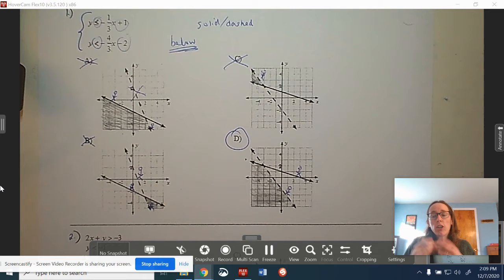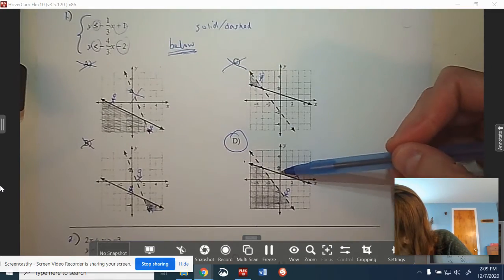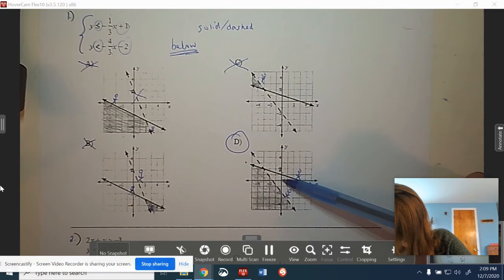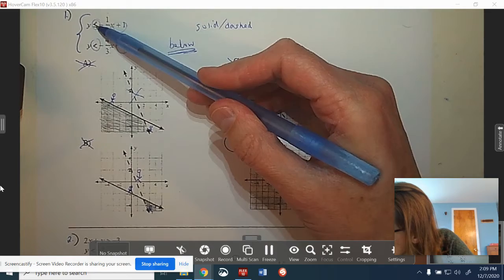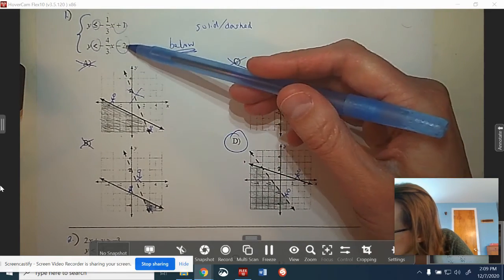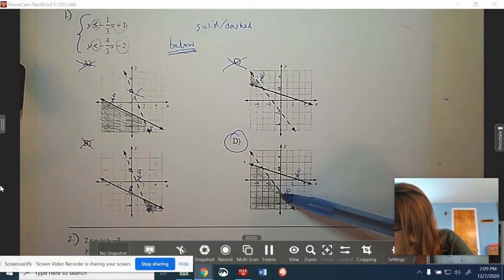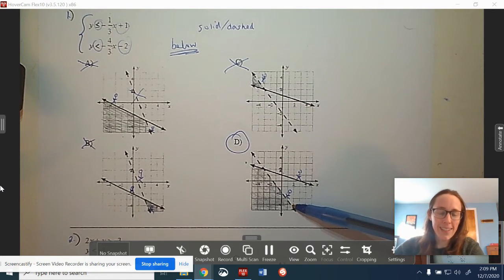I can check and confirm a little bit more by making sure I have the correct y-intercepts and the correct slopes. So I should have a y-intercept of 1. There we go. That line should have a slope of -1/3. So down 1, right 3, that looks good. And it's solid and I'm shading below. And then the other line should have a y-intercept of -2 with a slope of -4/3. So down 4, right 3, that looks good as well. So D is our correct answer.